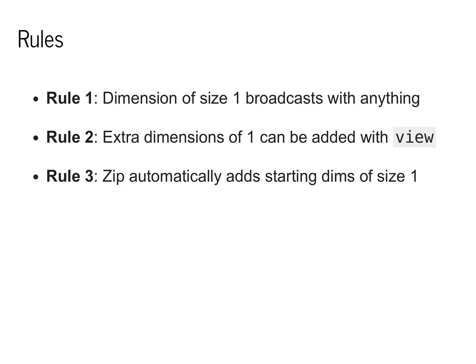In order to figure out these shapes, though, we need to determine a protocol. This protocol is known as broadcasting and has the following rules. The first rule is that the dimension of size 1 broadcasts with anything. The second is that we can explicitly add a dimension of size 1 whenever we want using the view method. And finally, zip will automatically implicitly add an extra dimension of shape 1 to the left if it needs to.